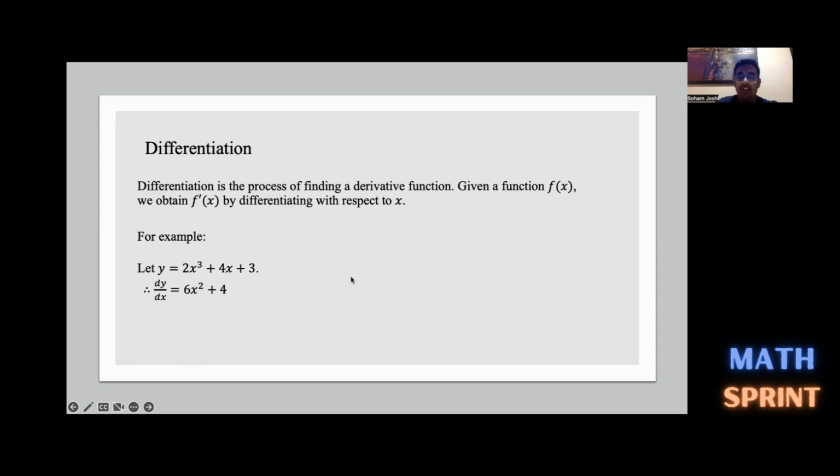Differentiation. So differentiation is the process of finding a derivative function, also known as the gradient function. So given a function f of x, we obtain f dash of x by differentiating it with respect to x. So let's take this example below here. We have the function 2x cubed plus 4x plus 3. So the gradient function would be dy by dx, which is 6x squared plus 4.